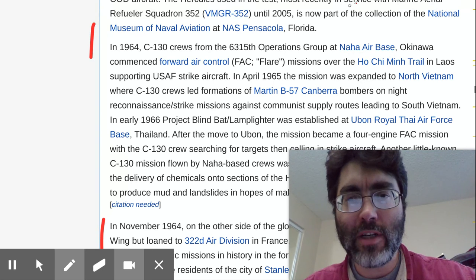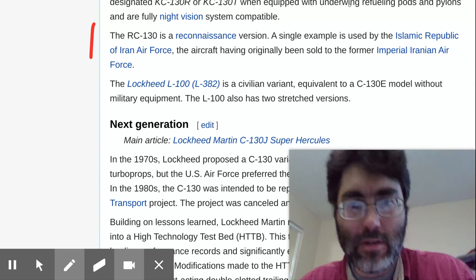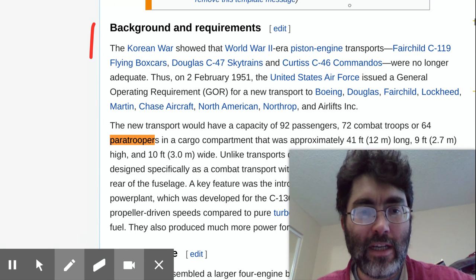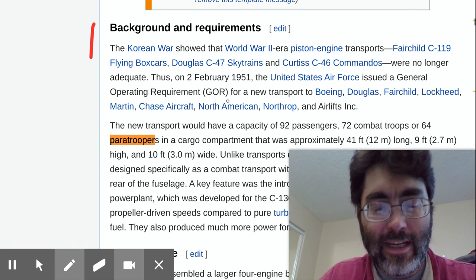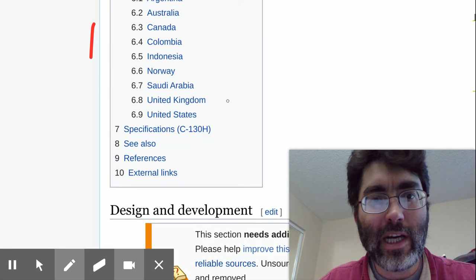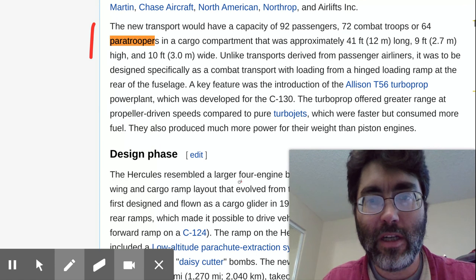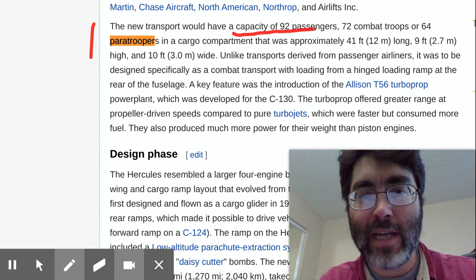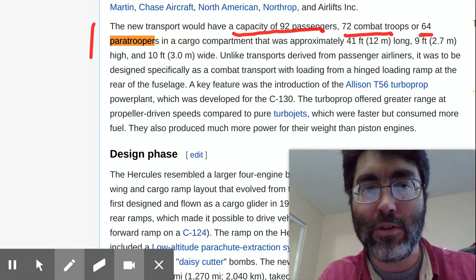And so what I'm going to try to do here is go ahead and type in paratroopers. Okay. And right away, something comes up. But notice that this is under the background and requirements, near the start of the article. This is not under the military portions. Okay. And it's interesting here. They talk about needing a capacity of 92 passengers, 72 combat troops, or 64 paratroopers.